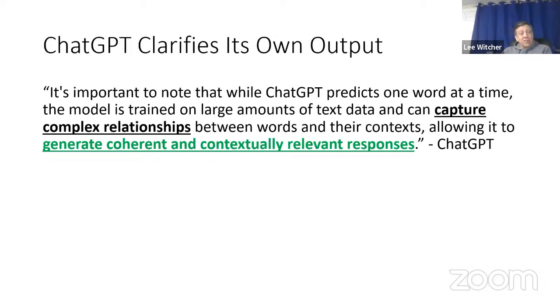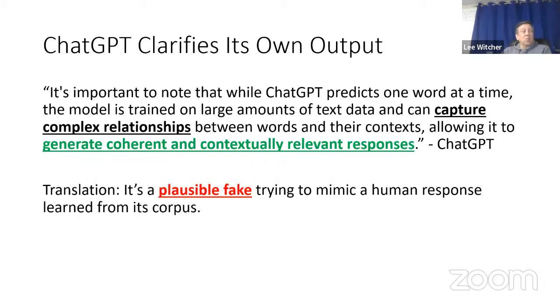So ChatGPT, it says, even though it's predicting one word at a time, because of the way it's done, it can generate coherent and contextually relevant responses. What it means is it's a plausible fake. It's trying to mimic human response learned from the corpus.